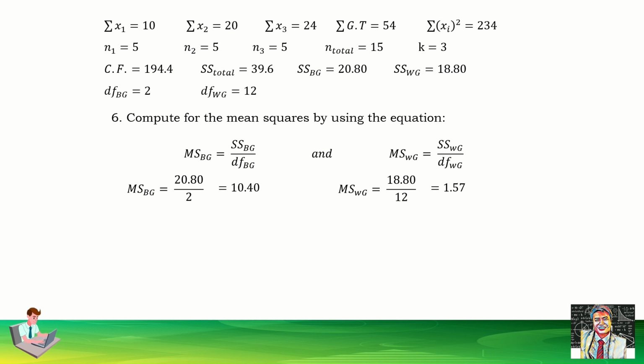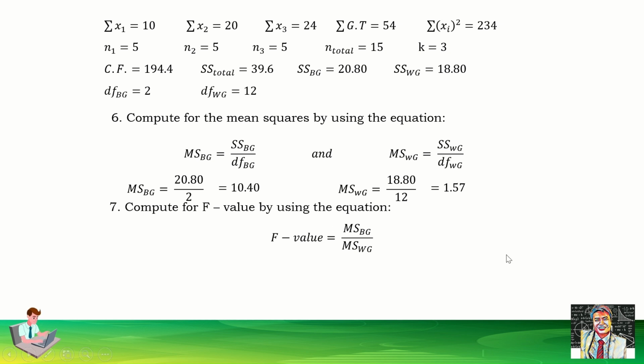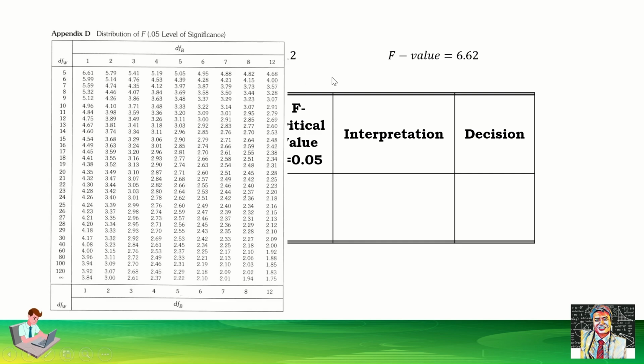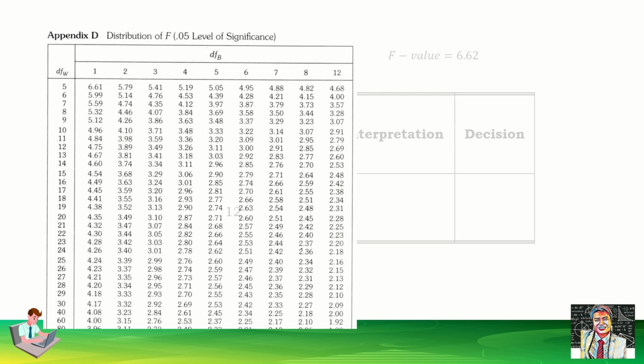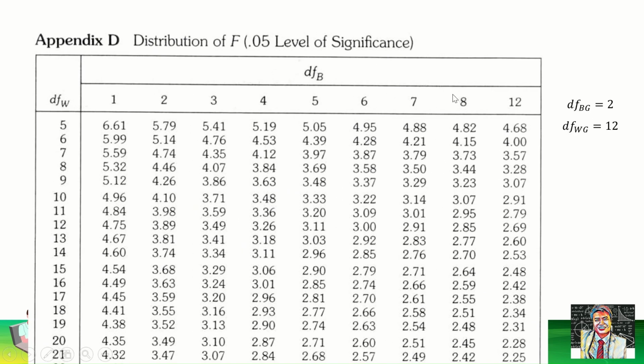Finally, the last step, step 7. Compute the F value. F equals MSBG divided by MSWG. So 10.4 divided by 1.57 equals 6.62. Now, we compare our computed F value to the F critical value from the table at alpha equals 0.05, with degrees of freedom 2 and 12. The F critical value is 3.89.